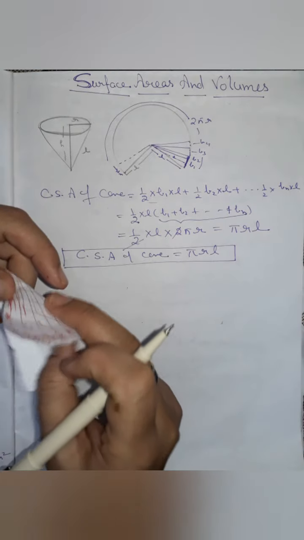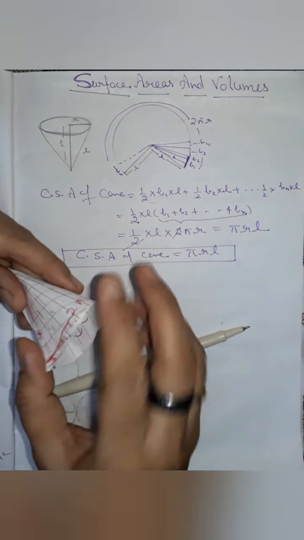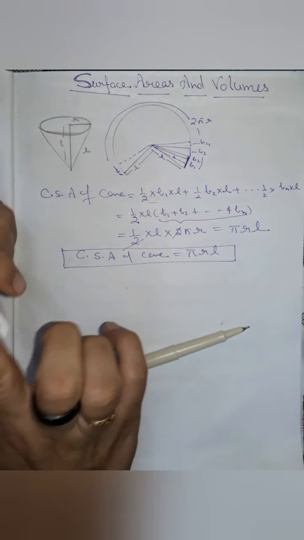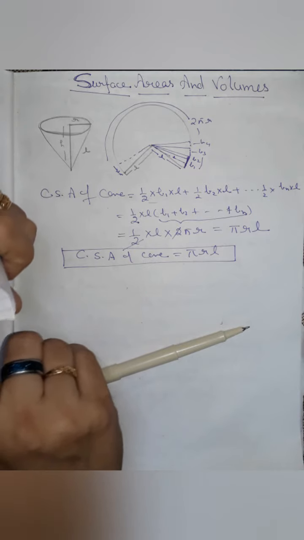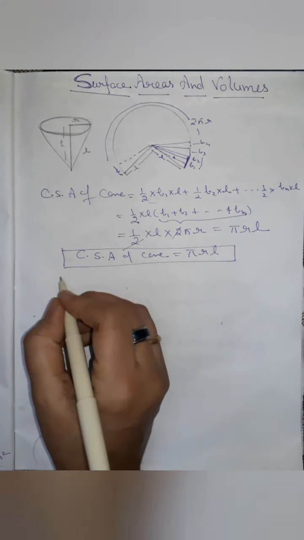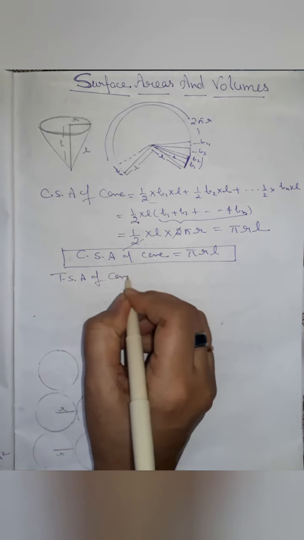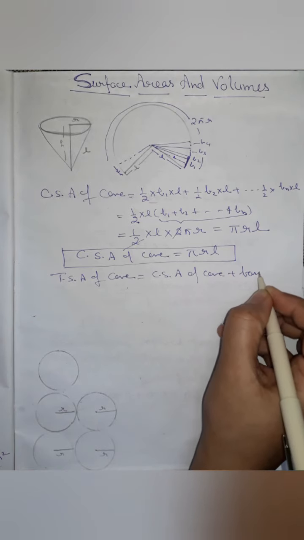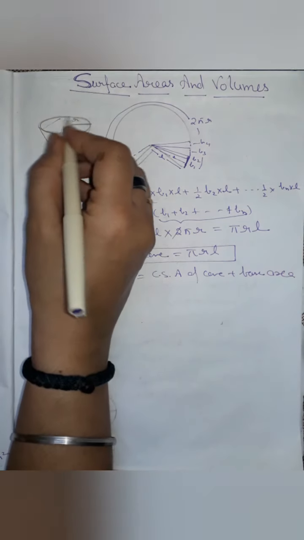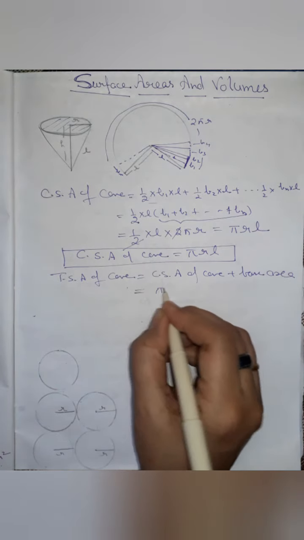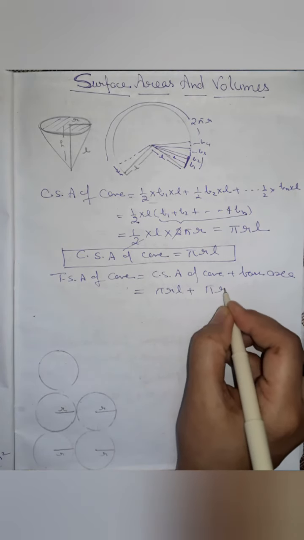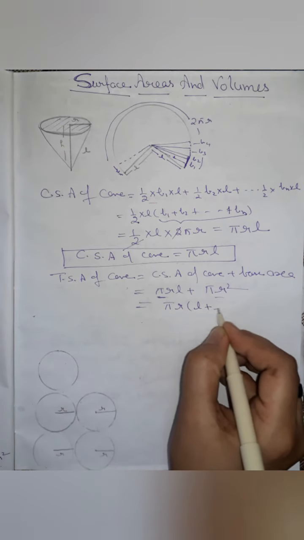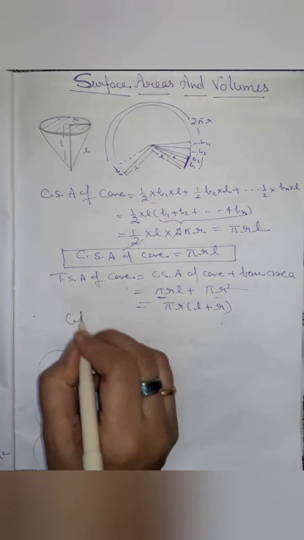We know there are two faces in a cone. If it is closed, one is the curved surface and the other is the plane surface, this base, which is the shape of a circle. So if we have to find the TSA of the cone, the total surface area of the cone, that will be equal to the CSA of the cone plus the base area. And we know the shape of the base of a cone is a circle. So pi r L plus pi r square will be equal to pi r common, L plus r.